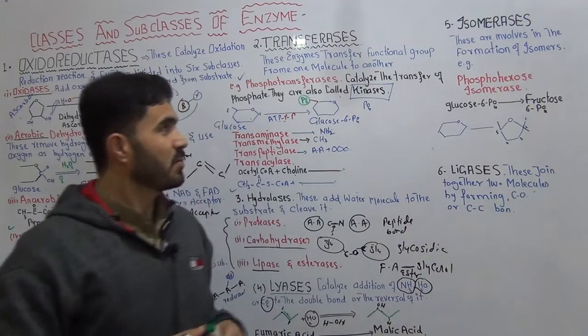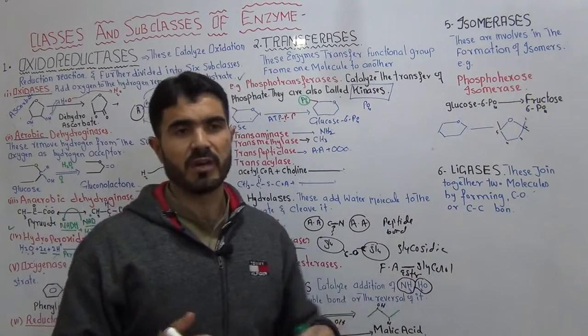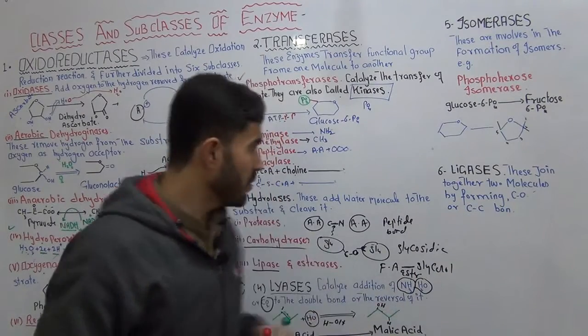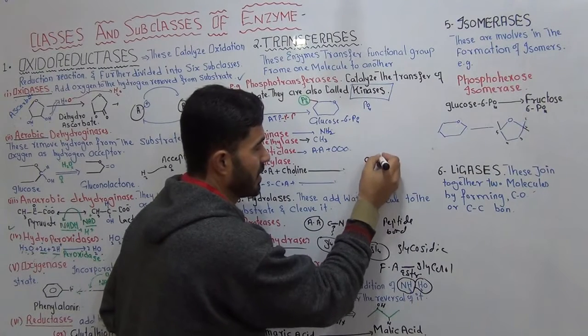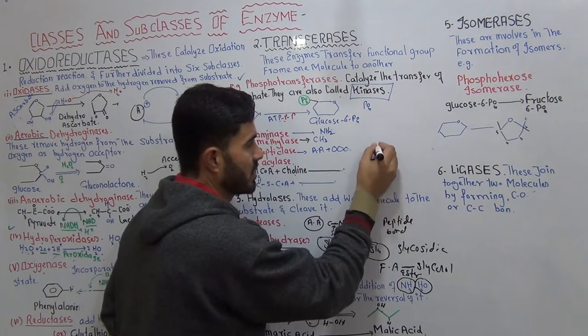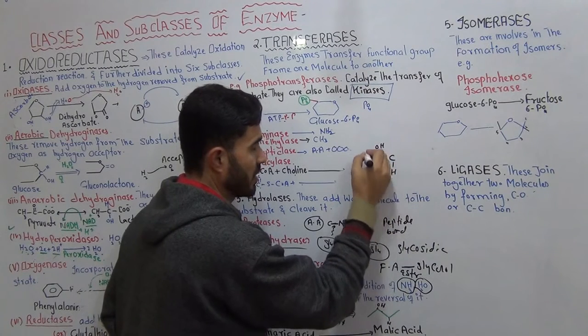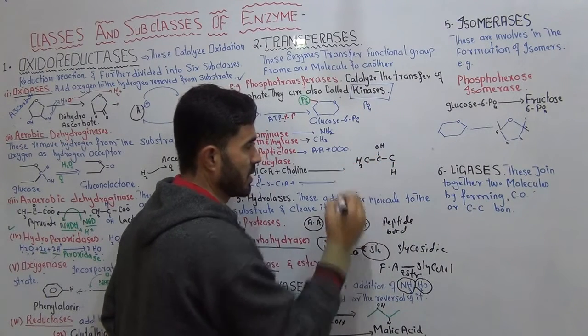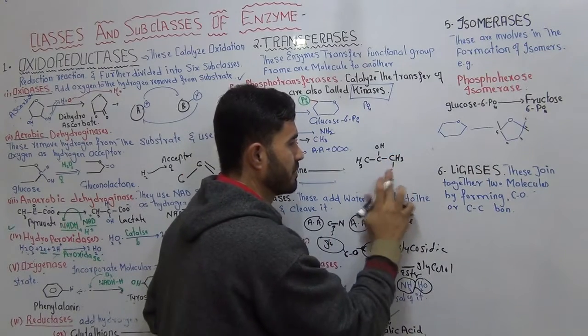The fifth one is isomerases. Isomerases are those enzymes which are involved in the formation of isomers. You know, isomer, we know very well. What is an isomer? Let's suppose you have one compound, carbon here, another carbon, right? Here is OH, and here is H, and there are CH3. Fine. And here you can also have CH3.